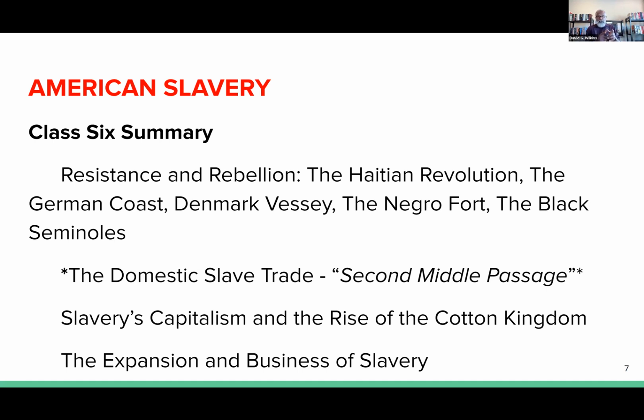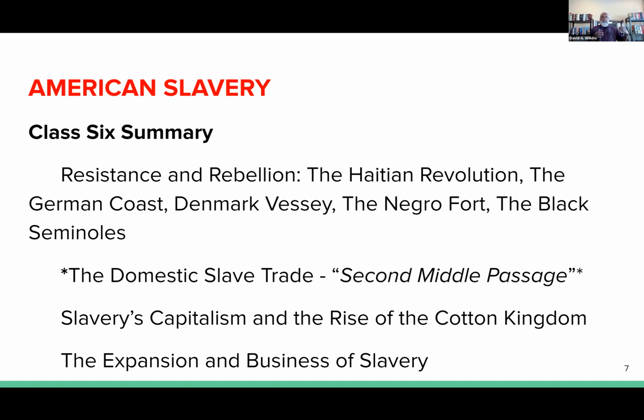There were some attempts, the German Coast Rebellion. We looked at Denmark Vesey, and the Seminole Wars. Again, the Black Seminoles, the alliance. Again, that concern that poor Black and poor Red, in this instance, people would ally themselves against the white power structure was an ever-present concern.